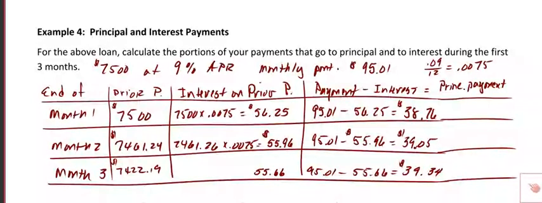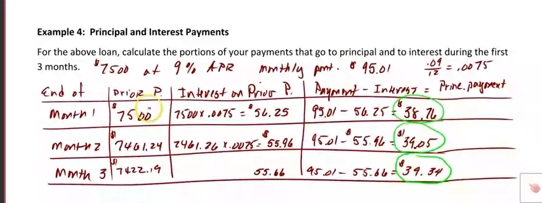First column is months, second column is my principal, third column is my interest on that principal, but this is a little different. Once I know the interest that I'm charged, I'm going to subtract it from my payment, because when I do, that's going to tell me how much of my payment goes towards principal. So the number in this last column represents how much of my $95.01 payment actually goes to reducing my principal.